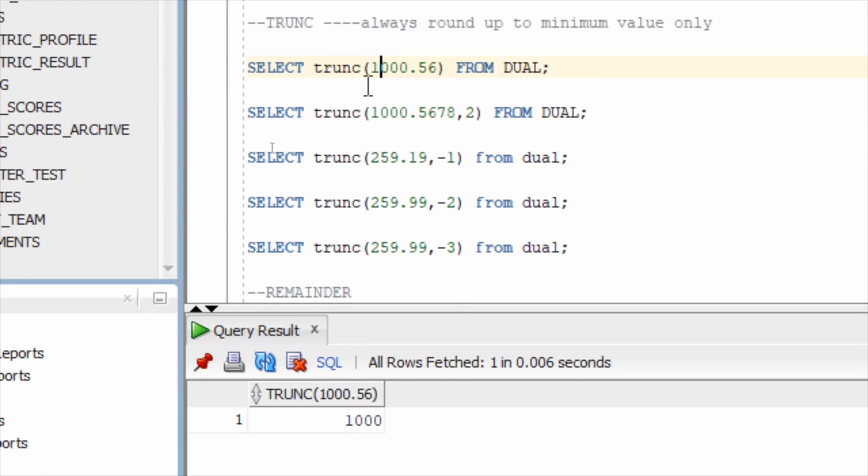Because trunc always rounds down to the minimum value, it won't check whether the upcoming numbers are greater than or equal to 5. The next thing is select trunc of 1000.56.2. When you give it like this, you may expect the third decimal point is greater than or equal to 5, so you may get the result as 1000.57. No, the trunc function won't be like this. When you execute the query, the result will be 1000.56 only.